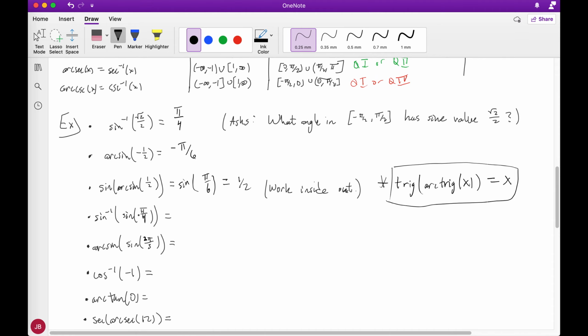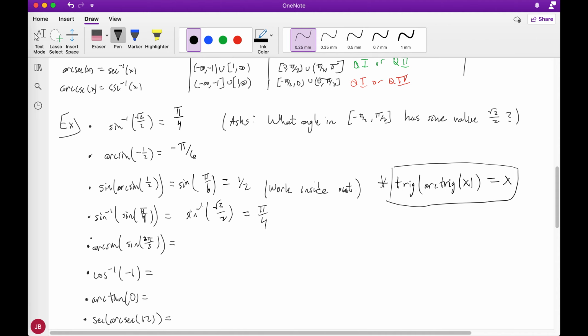And in fact, sometimes the other direction works. So notice we have arctrig of trig. Sometimes it works. So sine of pi over 4, well, that's root 2 over 2. So this is sine inverse of root 2 over 2. Oh, but we already know that, look up above. That is pi over 4, right? So in this case, arctrig of trig canceled each other, but sometimes they don't.